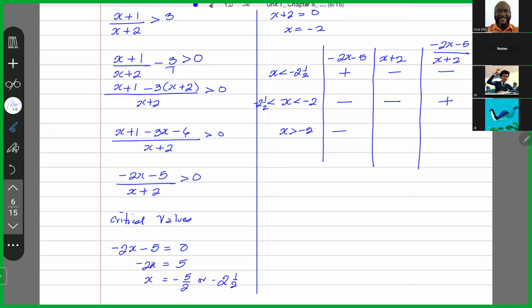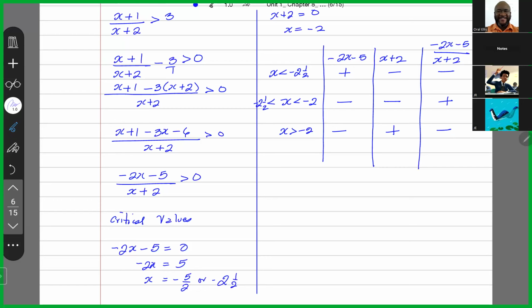Because if x is minus 1, minus 2 times minus 1 is 2, and 2 minus 5 is minus 3, which makes minus 2x minus 5 negative if x is minus 1. If x is minus 1, x plus 2 would come out to be positive, and a negative divided by a positive is a negative.